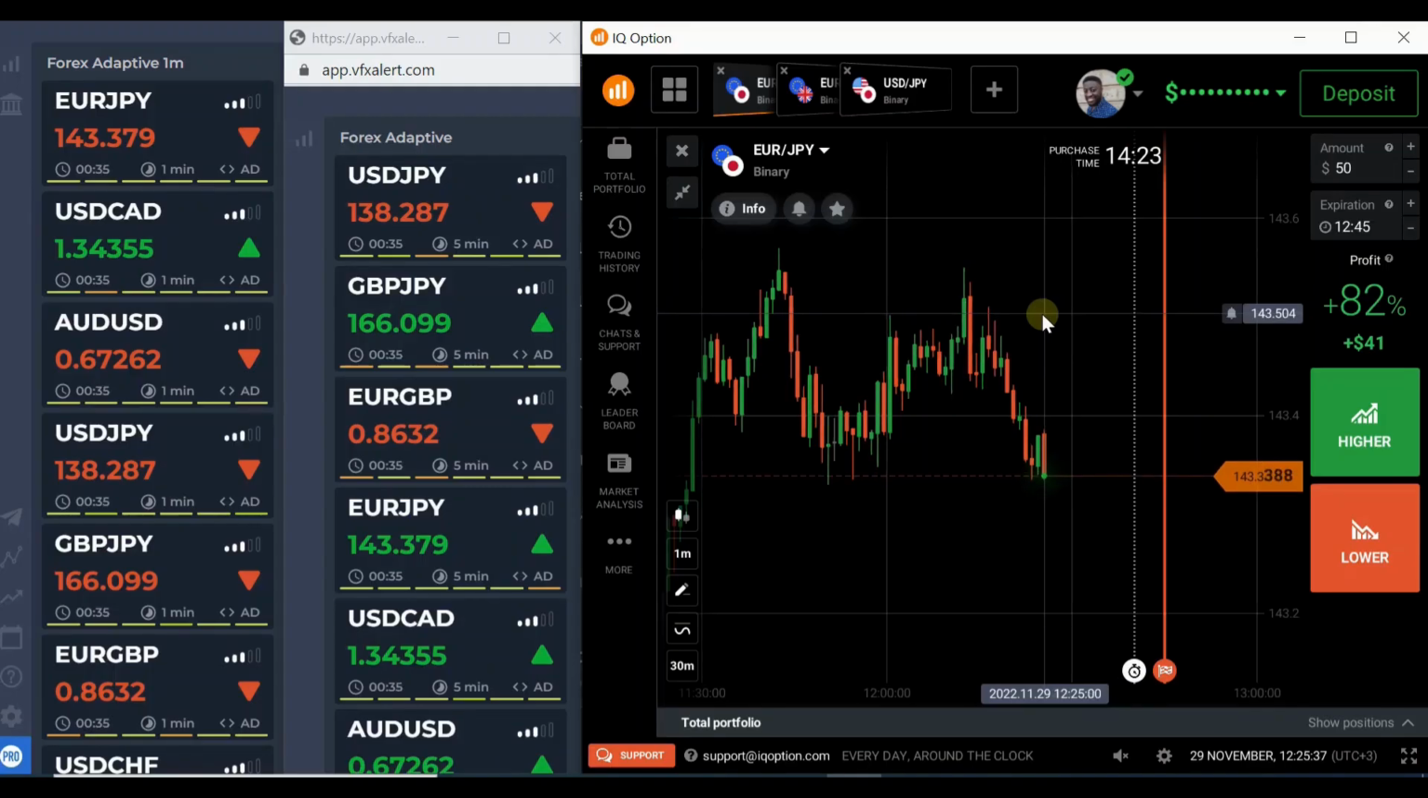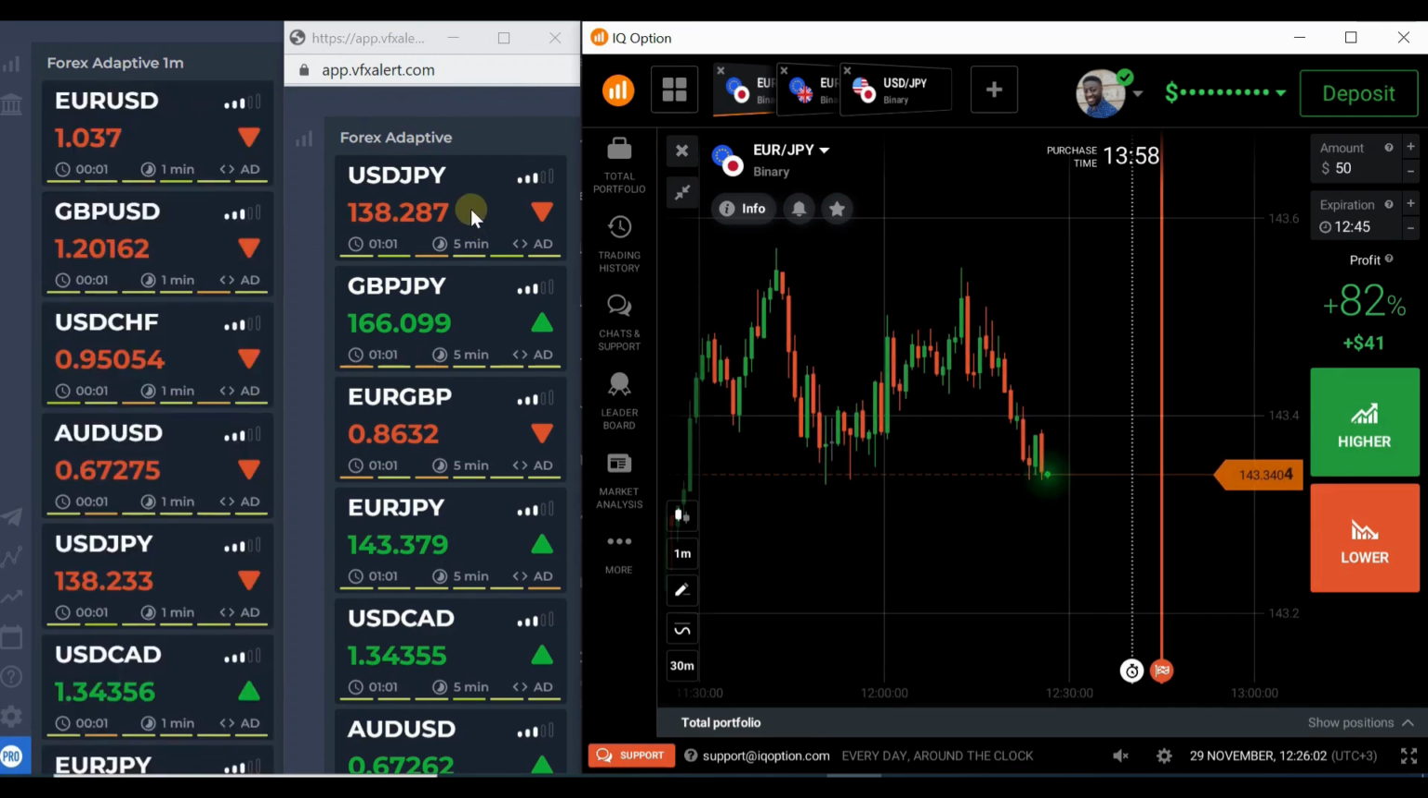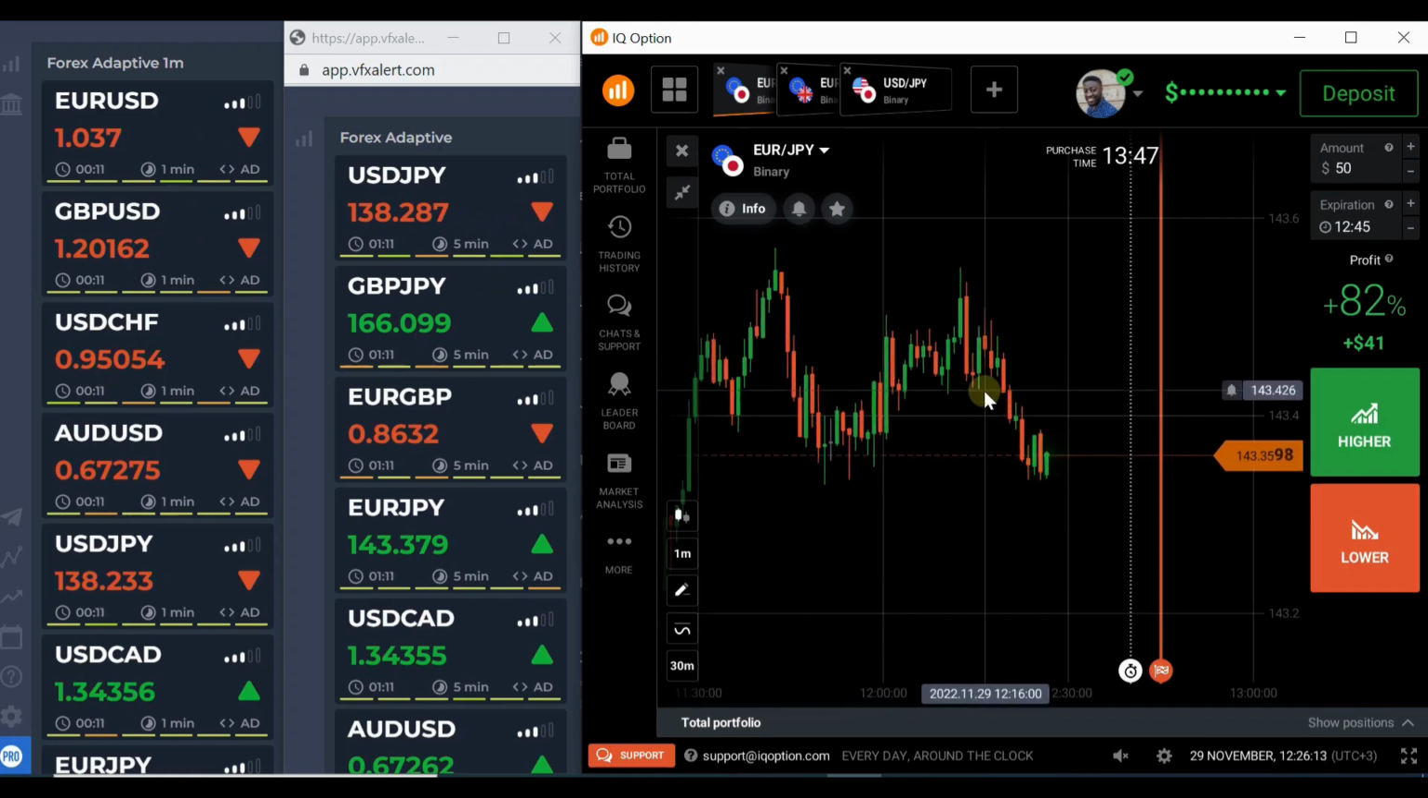I've just logged into my IQ Option account. From this first area, I have my vfxalert app and I've chosen Forex Adaptive 1 minute time frame. This is just my web browser. I've minimized it, as you can see, and I've also chosen Forex Adaptive but with 5 minutes time frame. So our entry time frame will be on 1 minute, but we'll be using 5 minutes as our higher time frame. If you get a sell signal on the 1 minute and at the same time a strong sell signal in the 5 minutes, we'll take our trade.